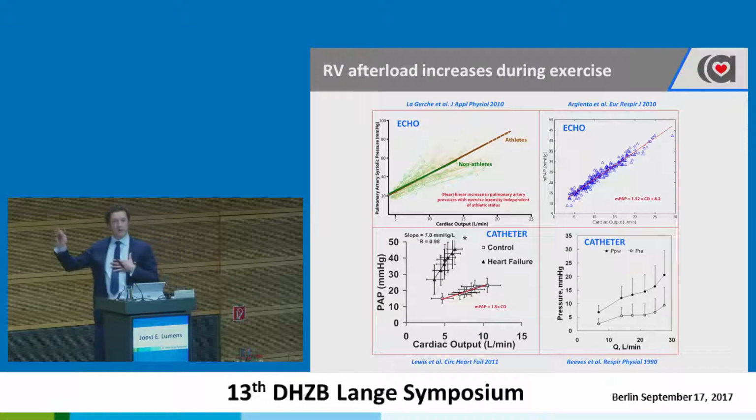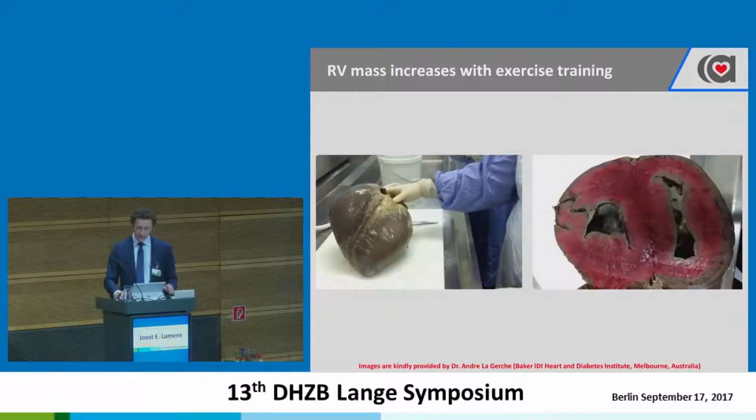So I still think, knowing this, that an intervention of exercise in your patients is an ideal situation to actually uncover the RV reserve function that is present. But I do know that practically it's not an easy thing to do. All right, so this is another evidence of increasing RV afterload during exercise.